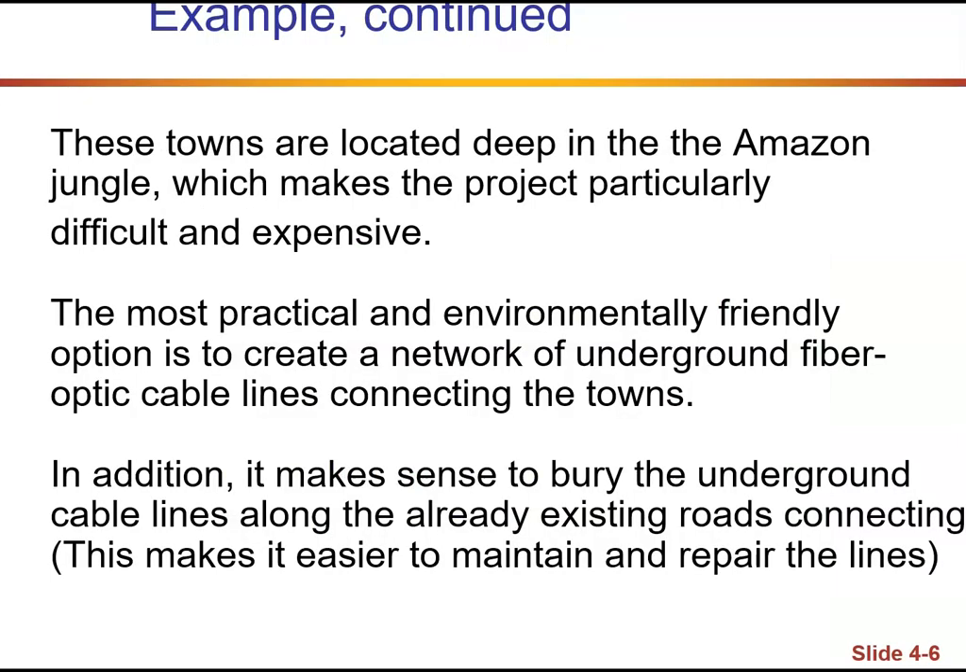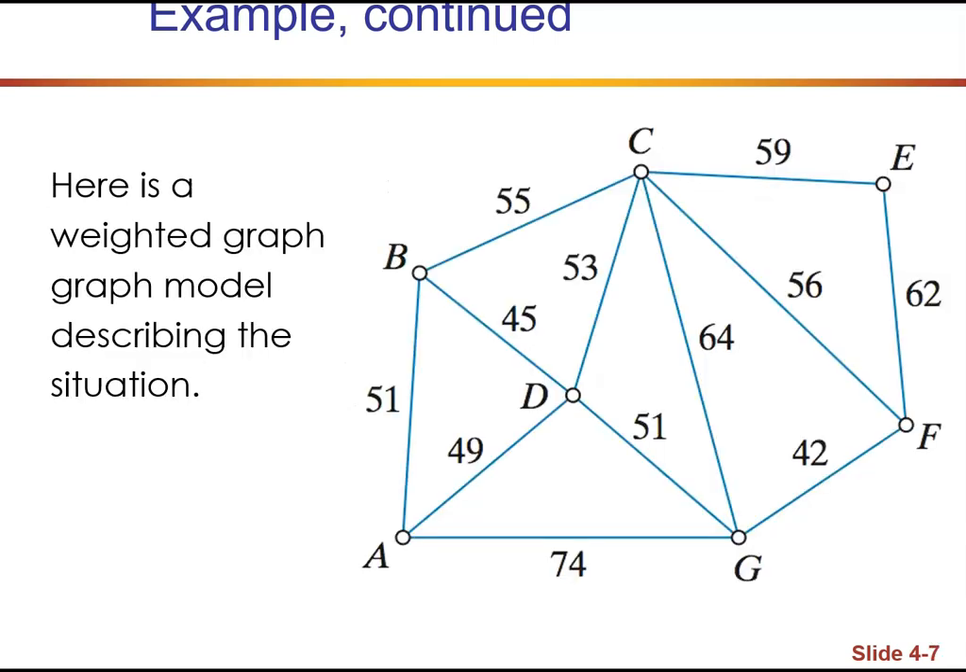These towns are located deep in a jungle, which again makes it particularly difficult and expensive. The most practical, environmentally friendly option is to create a network of underground fiber optic cable lines connecting the towns, and it makes sense to build these cable lines along existing roads to make maintenance and repair easier in the future. Okay. So here's an example. They took the weighted graph, took all these cities, so all the vertices A, B, C, E, all the way up through G are the towns, and these are the roads and the weights of each of the links there.